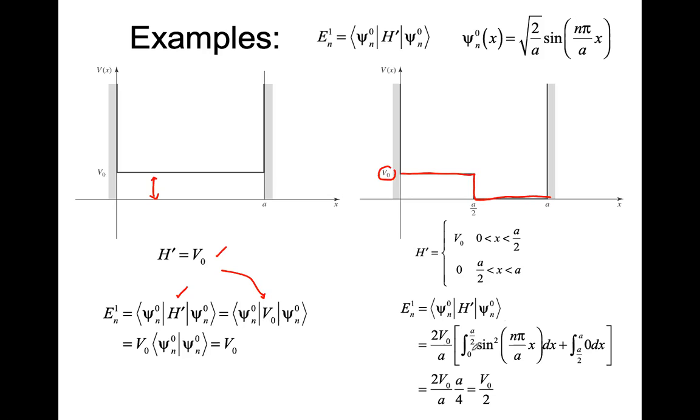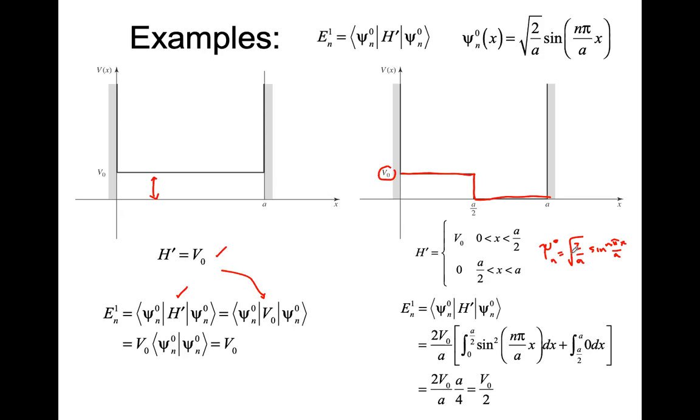Actually, I have to do 2 integrals, don't I? Because the potential right here is, I factored out the V0. I factored out, where did 2 over a come from? Well, remember, psi 0 for any n is the square root of 2 over a times the sine of n times pi times x over a.